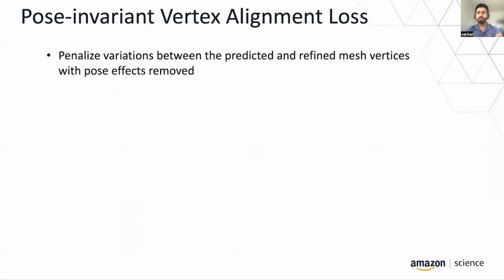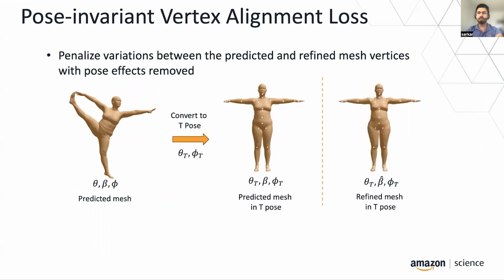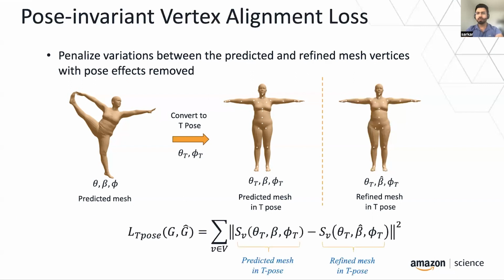We also introduce another loss named pose invariant vertex alignment loss. For this loss, we first project the predicted mesh in the T-pose, where phi t and theta t denote the global orientation and pose parameters in the neutral T-pose, and beta is the shape parameter predicted. Similarly, we also project the refined mesh in the T-pose. The only difference is in the shape parameter, which is denoted by beta for the predicted mesh in T-pose, and beta hat, which is the body shape coefficients for the refined mesh. We then use the linear blend skinning function SV to generate the vertices. The proposed loss penalizes variations between the predicted and refined mesh vertices in T-pose, that is, after the pose effects are removed.